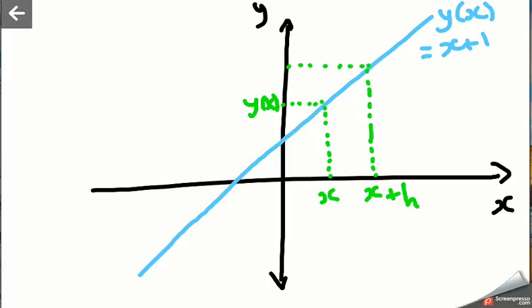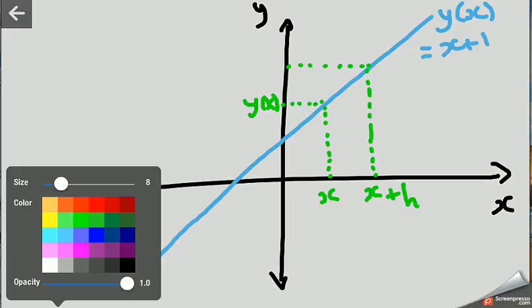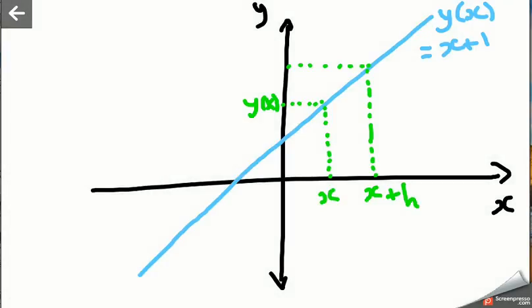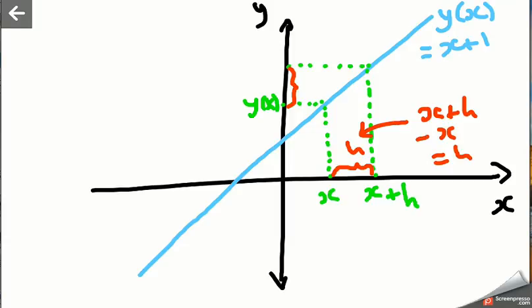Now I'm claiming that this difference, well, we know that this distance here is h. Why is this distance here h? Well, because x plus h minus x is equal to h. So I'm claiming that this one here is also h. How do I know that? Well, let's take the point that we know that this point here is y of x plus h.